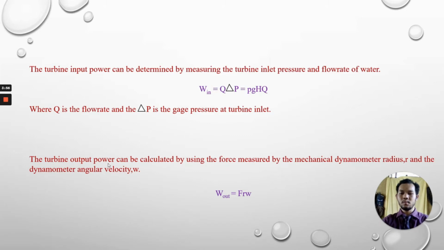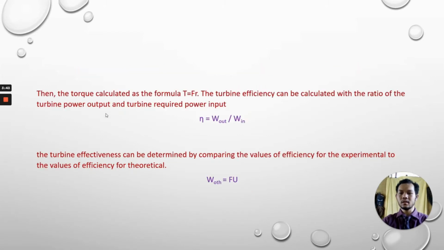The turbine output power can be calculated by using the force measured by the mechanical dynamometer, the radius, and the dynamometer angular velocity omega, using the formula P equal to F R omega. Then the torque can be calculated with the formula T equal to F R. The turbine efficiency can be calculated as the ratio of the turbine power output to the turbine required power input. The efficiency equals work out over work in.